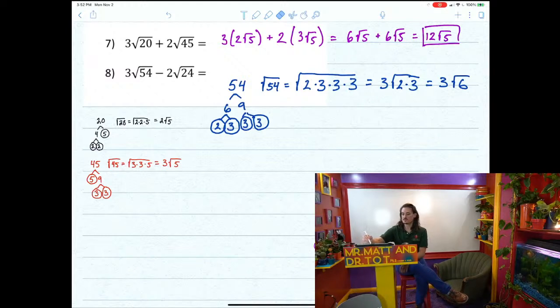camera's in the way of it here. If I bring that up, so 24 can be broken down into 6 times 4. 6 breaks down into 2 times 3, and 4 breaks down into 2 times 2. So the square root of 24 is the same exact thing as the square root of 2 times 2 times 2 times 3. For one pair of 2's, I can bring one 2 out for one of the pairs of 2's underneath the radical. And so the square root of 24 is going to simplify into 2 root 6.